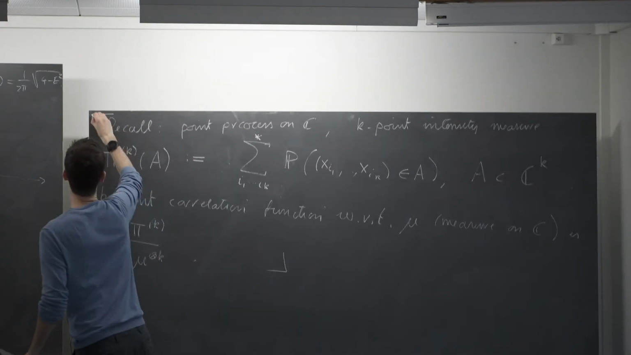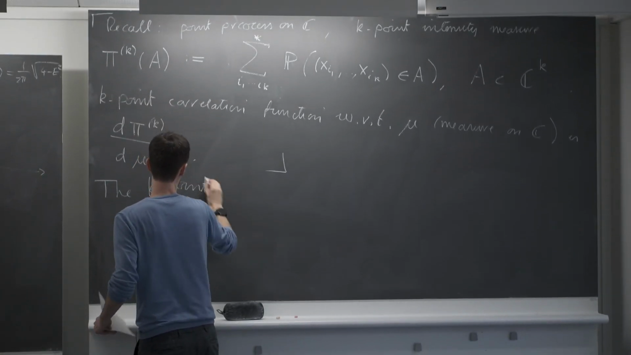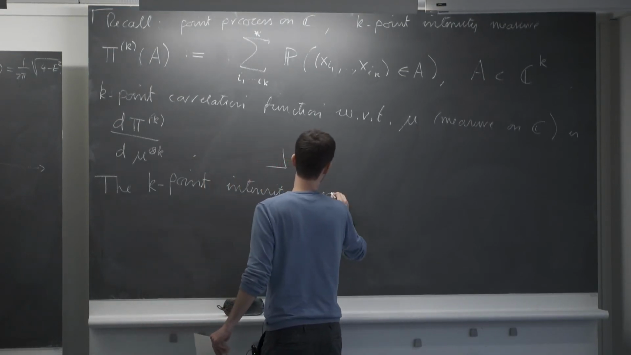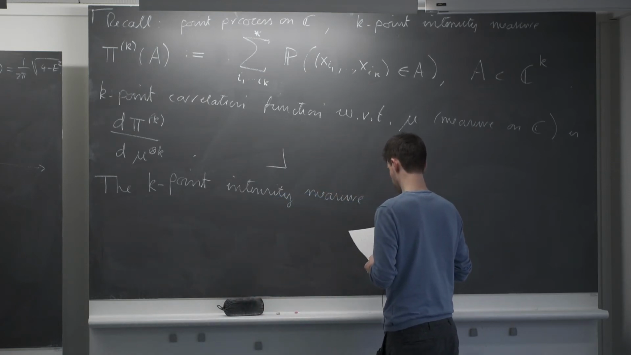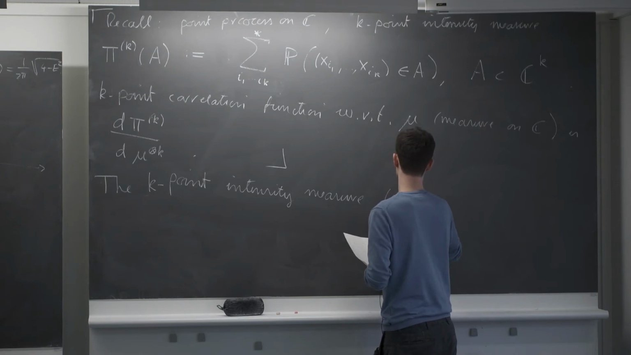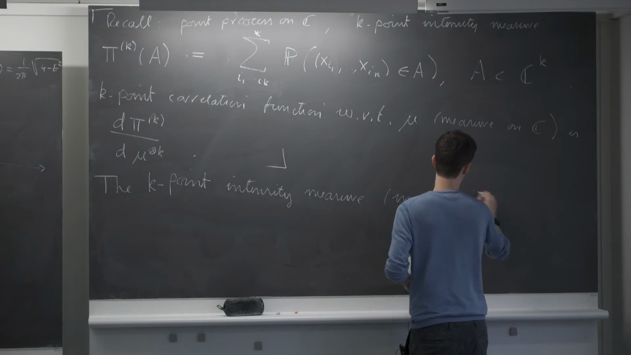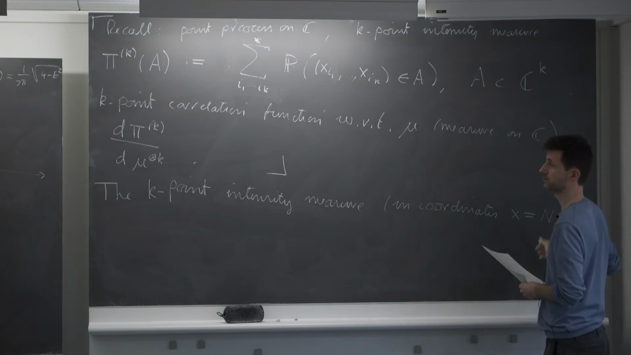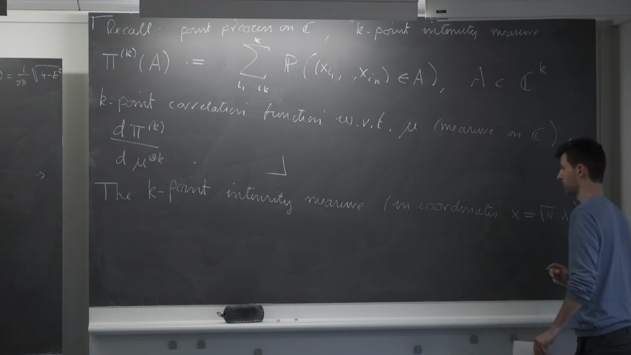So the K-point intensity measure on the original scale, in the variables, in coordinates x, which were given by n to the minus n to the n square root. So in fact, we will have coordinates on 3.